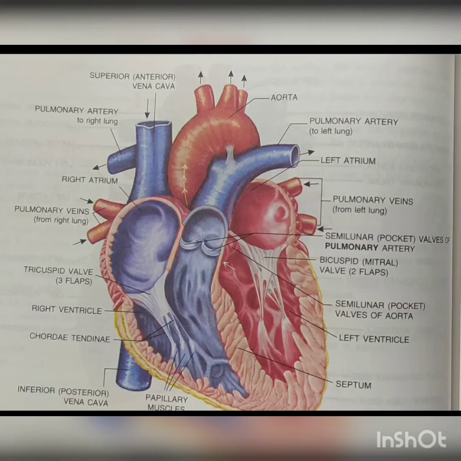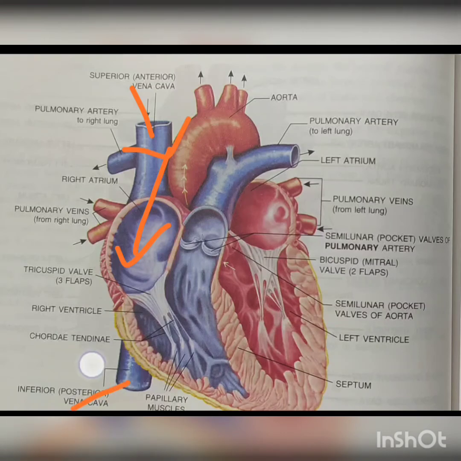The great vessels is the term used to refer collectively to the large vessels that bring the blood to the heart and take the blood away from the heart. These include the superior vena cava. It is the great venous trunk that returns the deoxygenated blood from the systemic circulation of upper body, that is head and arms, to the right atrium of the heart.